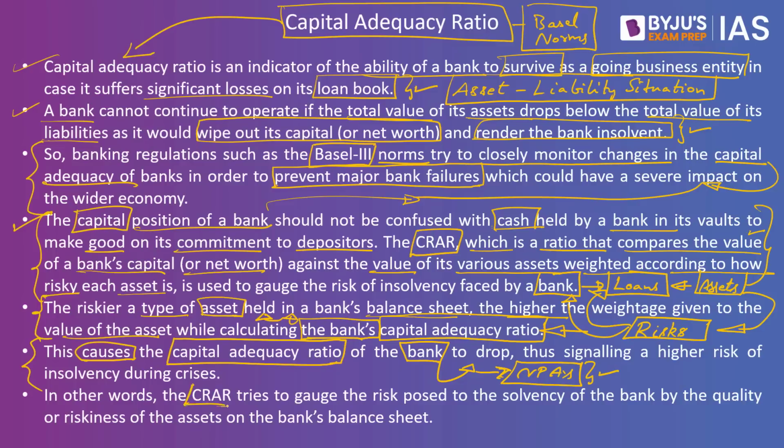So according to Basel III norms, banks are required to maintain a minimum CRAR of 9%. And in the case of India, RBI has enforced the CRAR at 9% or above. And in case of any risk to capital adequacy, the RBI will immediately step in to take emergency measures to restore the health of the bank in order to prevent the complete failure of the bank itself.